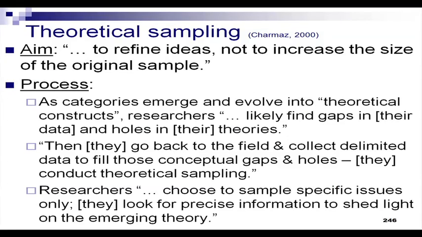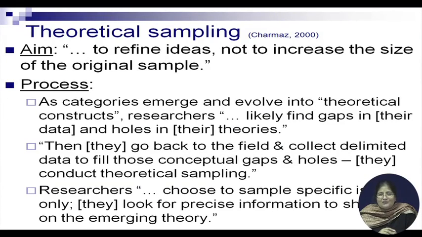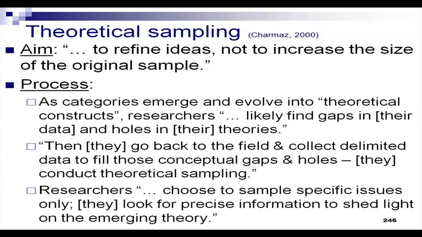So we have written about our experiences. We have somehow come to a tentative definition of what kind of theory is emerging. What do we do next? We do theoretical sampling. Let's go and check whether our theory is really appropriate or not. The aim of theoretical sampling is to refine ideas, not to increase the size of the original sample.